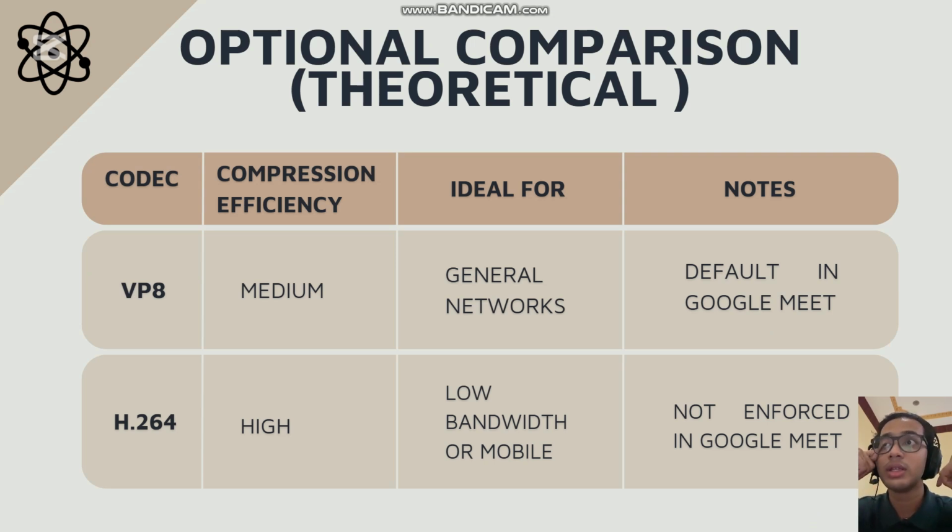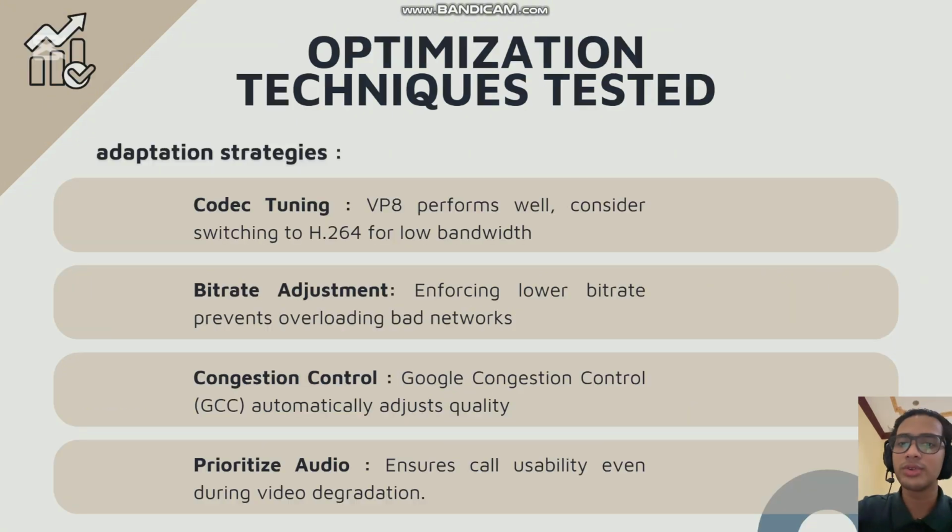but theoretically, based on my research, this is the codec comparison I got. For compression efficiency, VP8 is medium, but H.264 is higher, which is better. VP8 is ideal for general networks, while H.264 is for low bandwidth or mobile. As a note, VP8 is the default codec used in Google Meet, but H.264 is not enforced in Google Meet.